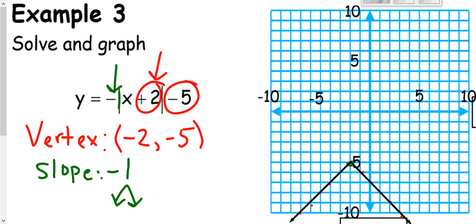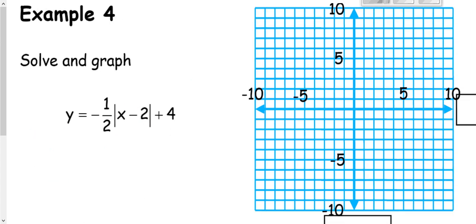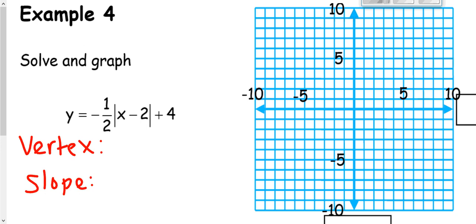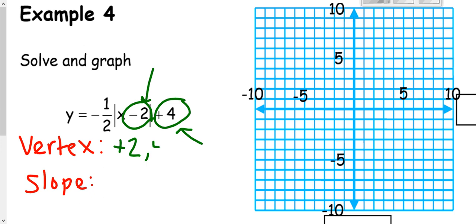Okay, so let's try the last one. Go ahead and find all those key pieces of information. So our vertex, we're going to start inside. I have the -2 and the +4. Remember that inside here kind of lies to you. This is actually going to be a +2, and then outside will be a +4. So that's our vertex.